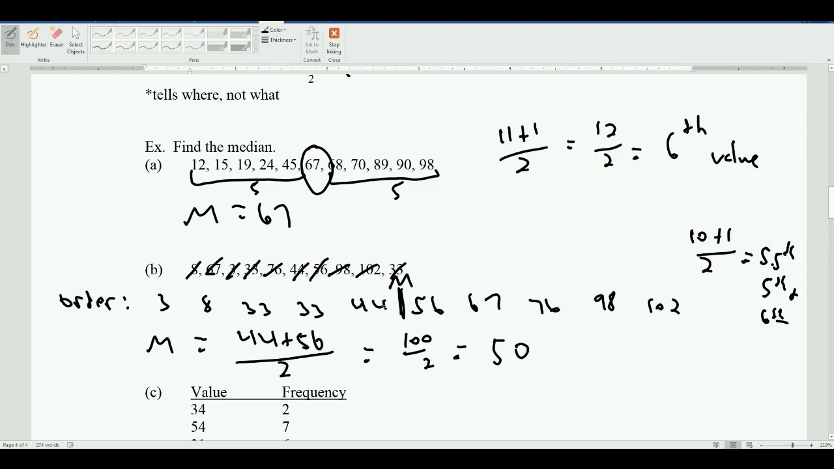So if you count in front of it, 1, 2, 3, 4, 5, you have 5 values, and 5 after it. So 50 is right in the middle. That's your median.